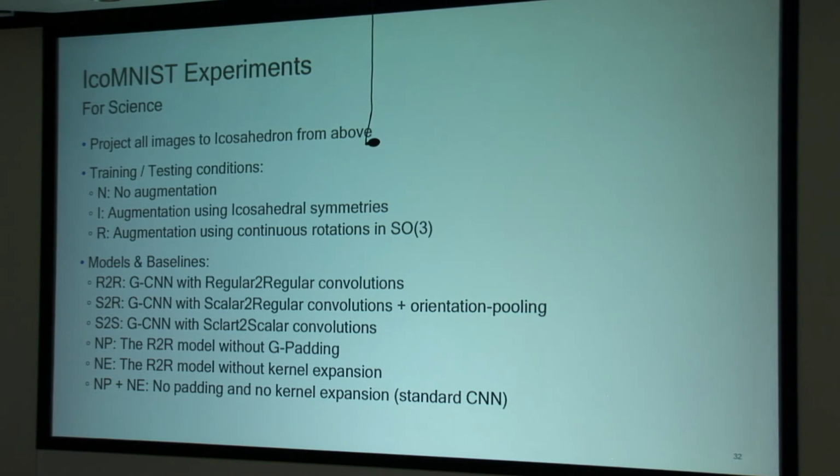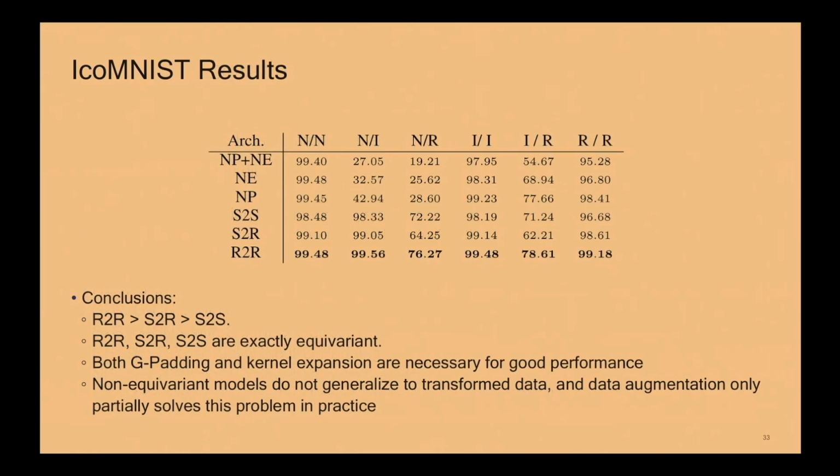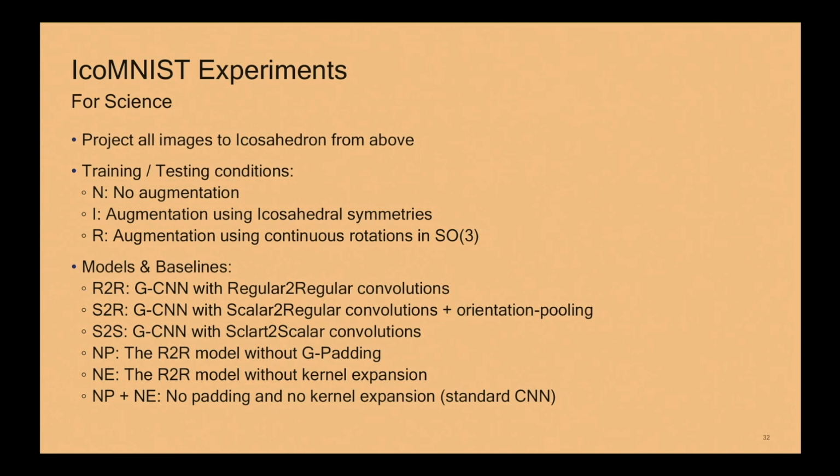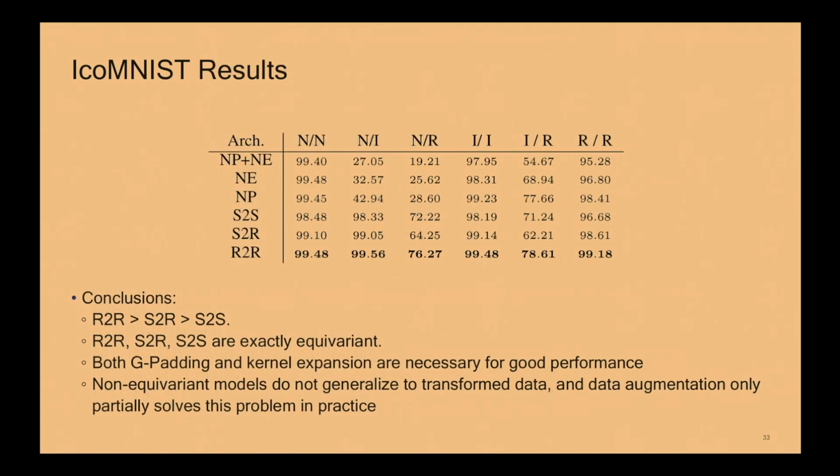Then because you all like classifying digits, we did some toy experiment on digits that are projected on this icosahedron, but I won't go into detail. The main takeaway is that these regular to regular maps really do work better than scalar to regular or just scalar to scalar. And both this G padding and the kernel expansion are necessary for good performance. And also the non-equivariant models do not generalize well to rotated data if they haven't been trained on it. And even if they have been trained on it, they don't do so well.